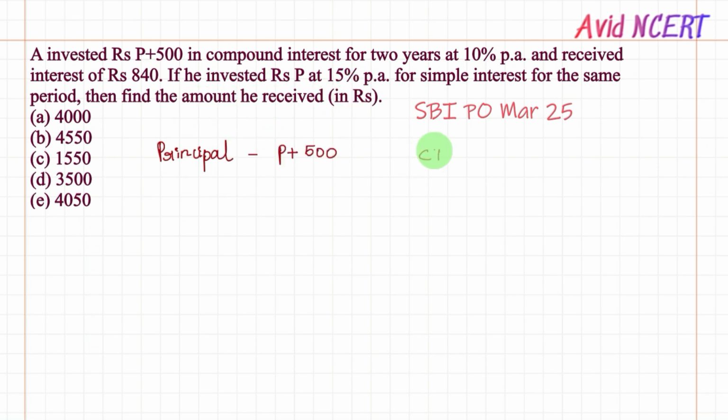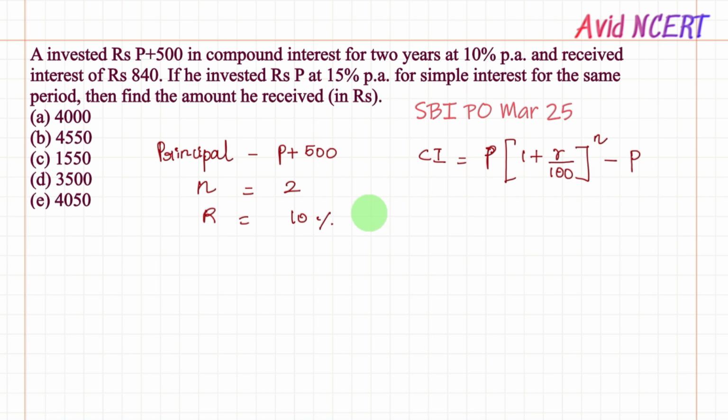Therefore, the formula we know for compound interest is P into (1 plus R) whole power n, minus P. P is the principal, R is always the rate of interest, so it's in percentage, so divided by 100. n is the time period, the number of years, which is 2 years. The rate of interest R is 10%, so it's 10 by 100. Whenever you see a percentage, it is by 100. The interest received is 840, so the compound interest is 840.